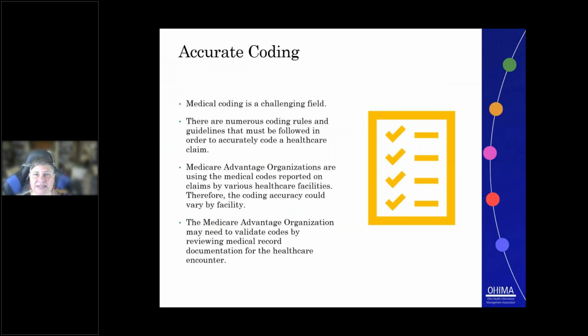As you can imagine, because ICD-10-CM codes are used to establish payments to the Medicare Advantage organization, it is crucial that diagnosis codes are accurate. And medical coding can be a challenging field. There are numerous coding rules and guidelines that you have to follow in order to accurately code a healthcare admission. MAOs are using medical codes reported on claims by various healthcare facilities. Therefore, coding accuracy could vary by facility. And the Medicare Advantage organization may need to validate the codes by reviewing the medical record documentation for each healthcare encounter.